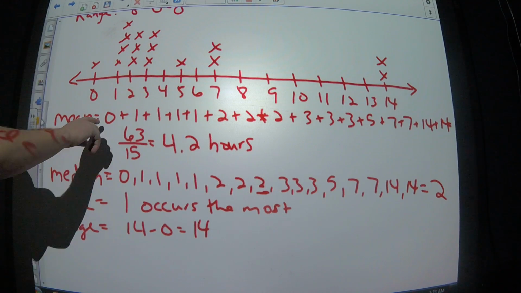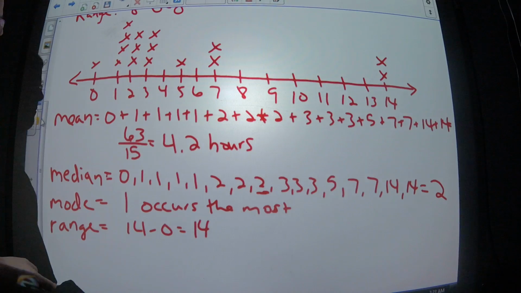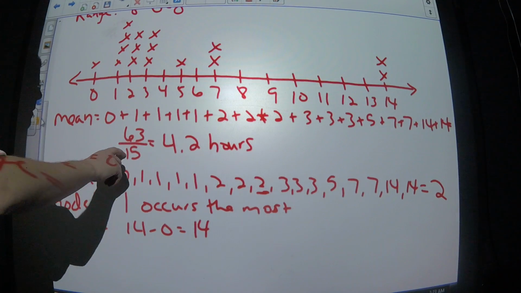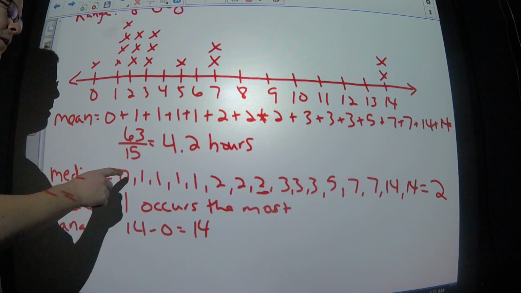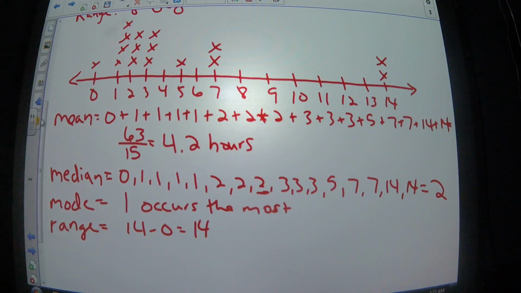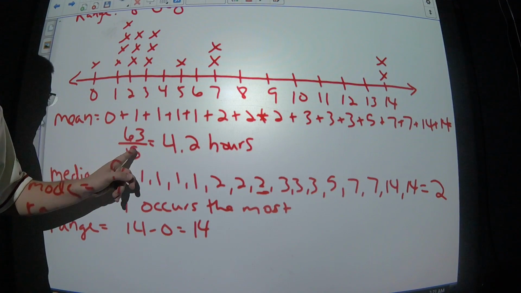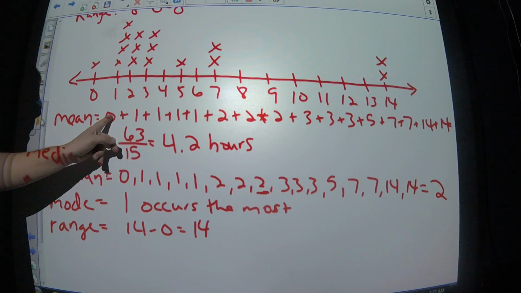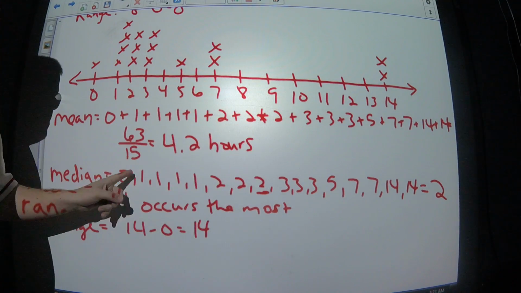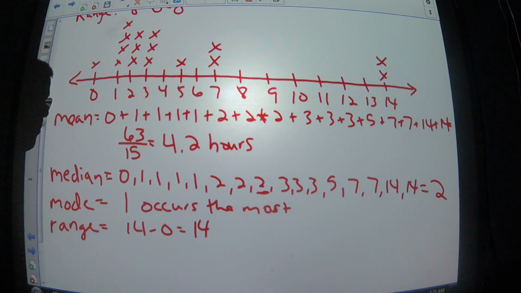But if you do it out this way with 15 pieces of data, you get 63 divided by 15, which is going to give me 4.2 hours. So you just average them. You add it all up, divide by how many pieces of data there are, 15, and you get 4.2.